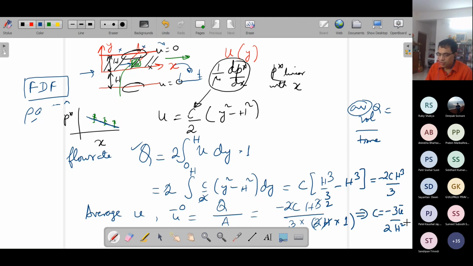Why is c negative? See, u average is the average velocity in the positive x direction, and we are considering the physics of the problem, assuming that the flow is along positive x, that means average velocity is positive. H square will be positive, so that means c will be negative. So what is c? This is c. So this is negative. So this slope that I have drawn here is justified from the mathematical analysis of the negative value of dp star dx.